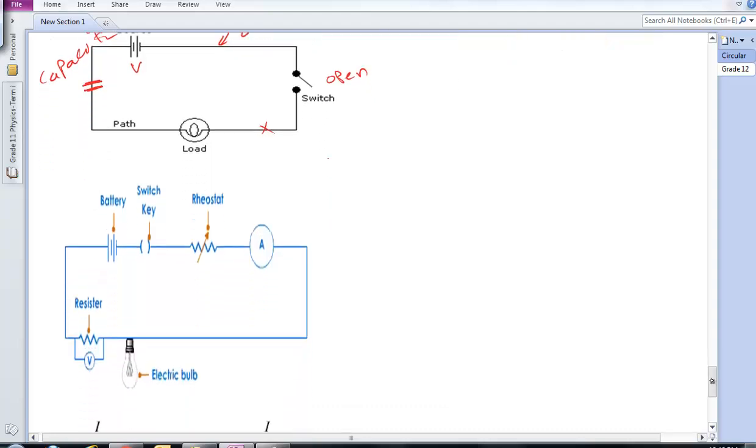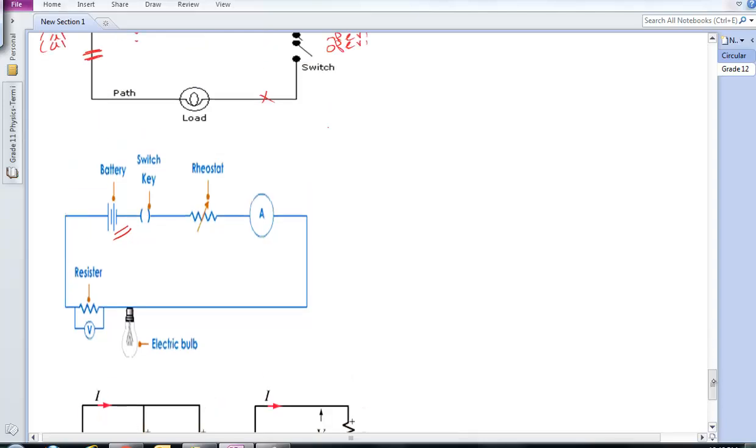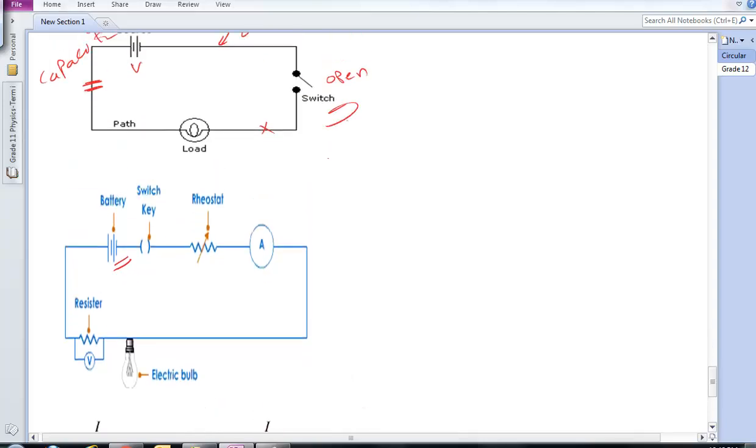In order to connect circuits, this is an electric circuit. This is a battery, the main source of energy. This is a switch, or the switch can be like that as well, like here. Rheostat, we didn't take rheostat, so ignore this. Ammeter is the device that measures the current, and voltmeter is the one that measures the voltage. This is a resistor. This is a bulb or a load. We can call it a load. And these are conductors, or we can call them wires.